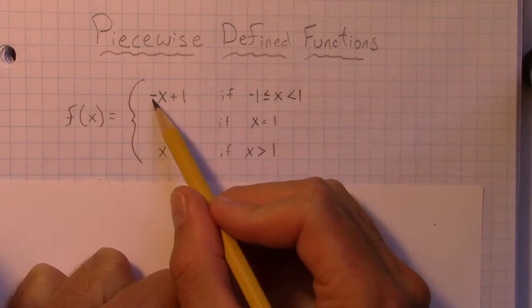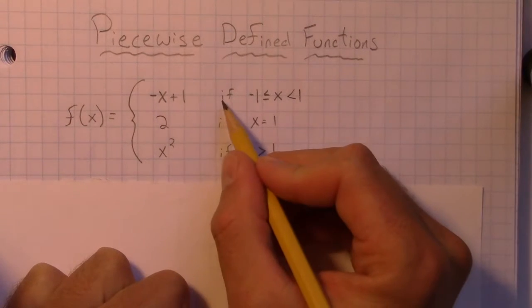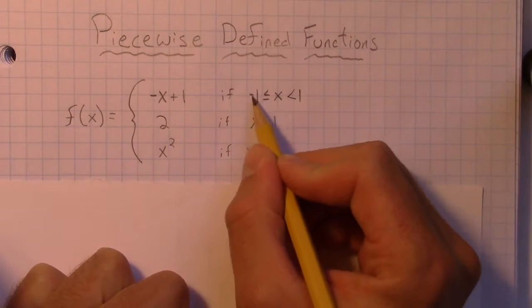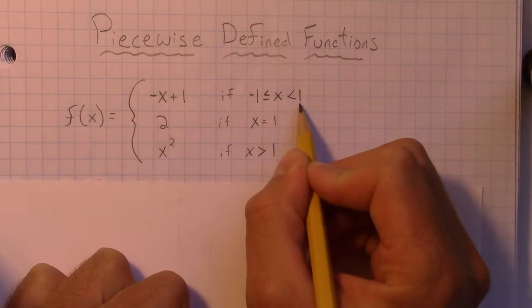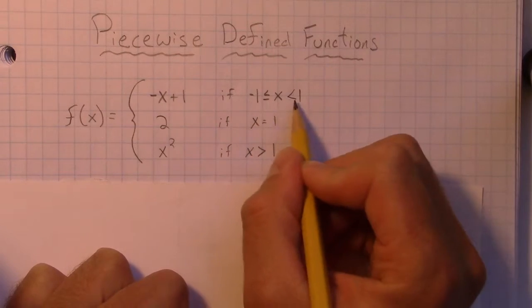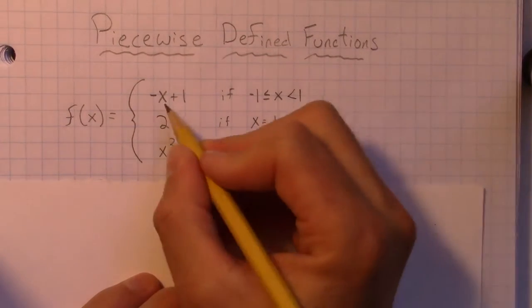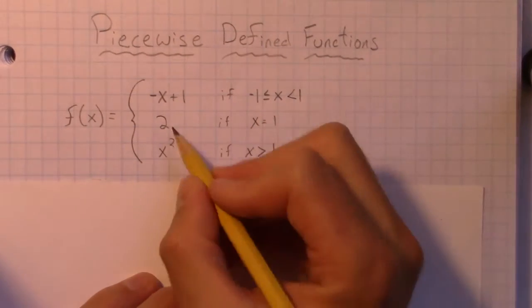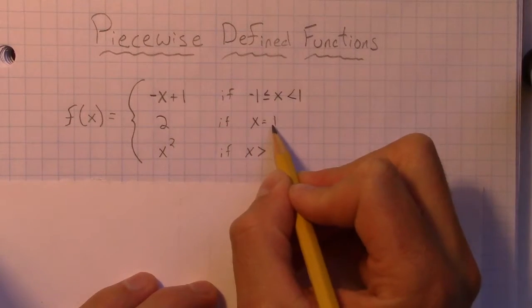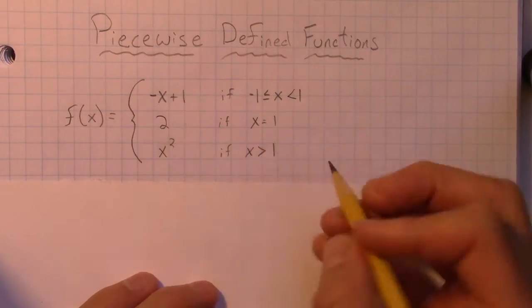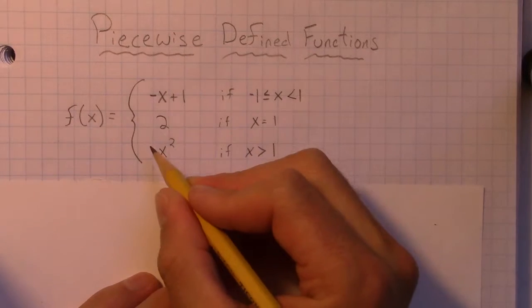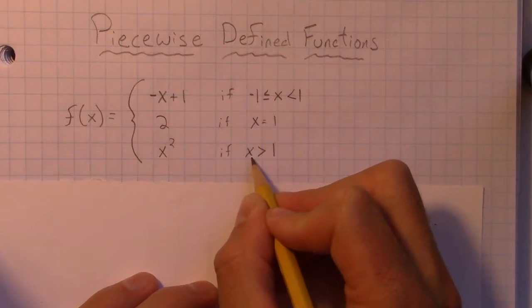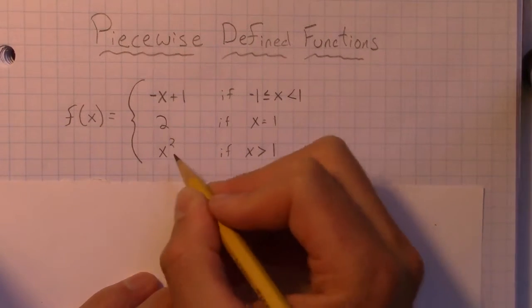f of x equals negative x plus 1 if x is between negative 1, including negative 1, and 1, but not including the positive 1. All right, so between negative 1 and 1, including the negative 1 part, this is what the graph will be. However, when x equals 1, the output is 2. All right, and we're going to look at that in the graph as well. And then lastly, if x is greater than 1, you'll have x squared.